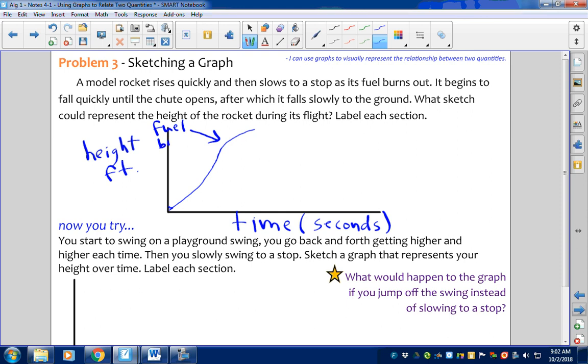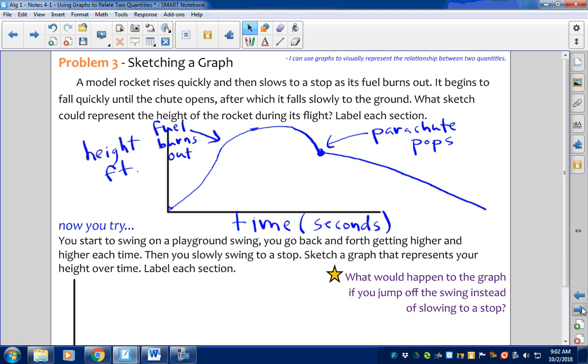burns out here. And then it was going up, but then it starts to level out, and then it starts to drop, and it's going to drop pretty quickly. So it's dropping here, and then all of a sudden something else, a key feature, happens right here. So right here, the parachute pops out. And then from that point on, it's going down at a fairly steady rate and fairly slowly. Okay, so something like that, it's a possibility.